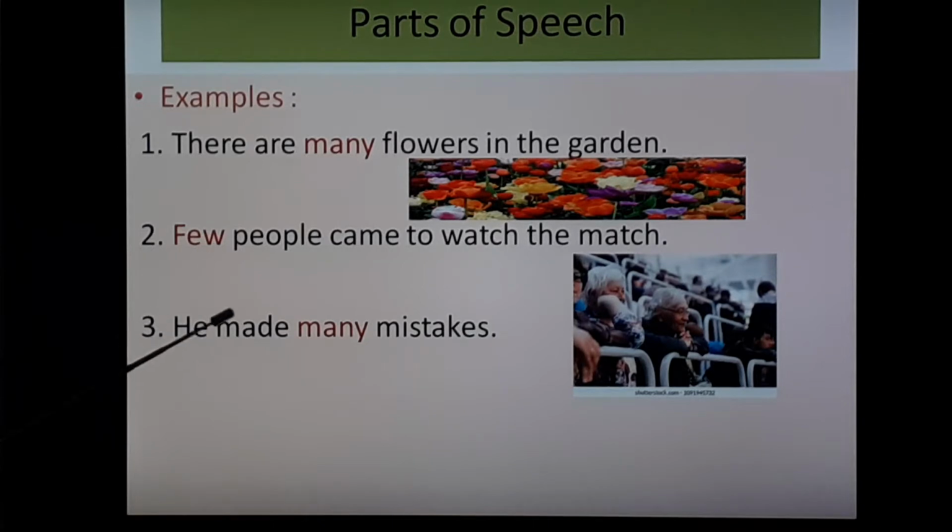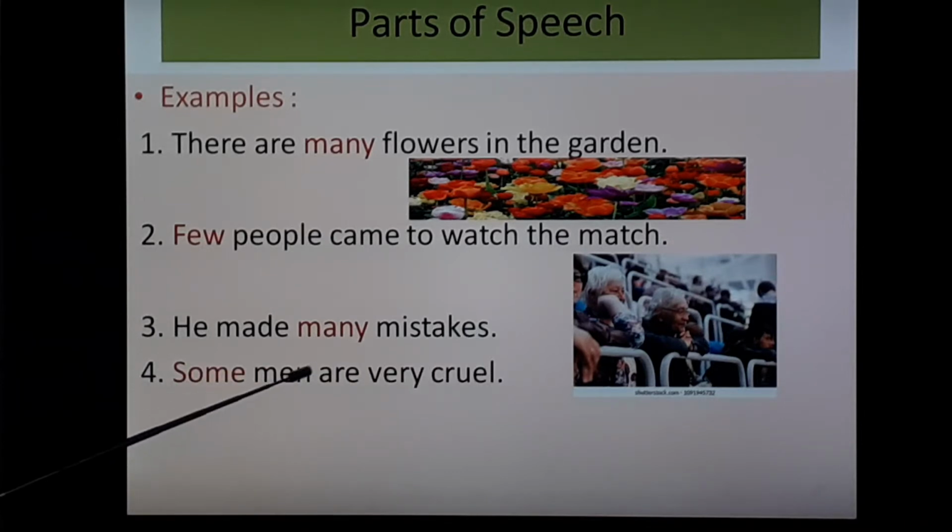Third one, he made many mistakes. Mistakes is a countable noun, so that is why before that many is given. So many comes under the category of adjective of number. Some men are very cruel. So men, countable noun, so before that some is given. So some comes under the category of adjective of number.